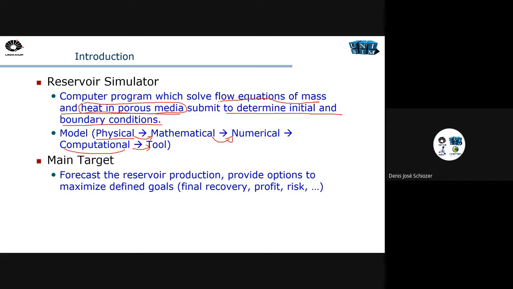Okay. And the main targets are what we have seen in the last slide, which is the forecast of reservoir production and decision analysis in order to maximize objective functions, for example, final recovery, the profits, mitigating risk, and so on.